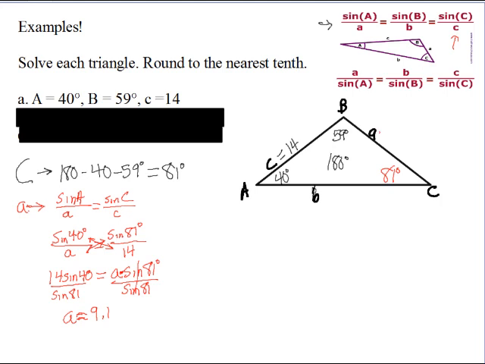Okay? So here's another side that we figured out, 9.1. And then the only thing that we have left is we need to get rid of that B exercise so we can go ahead and complete our triangle.